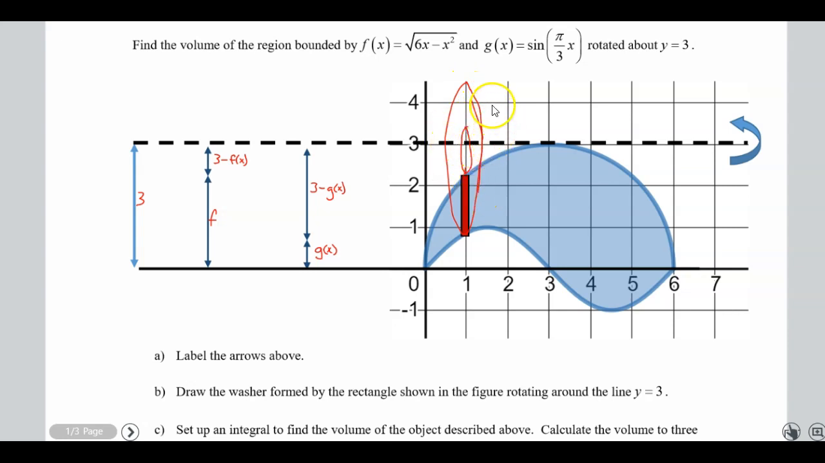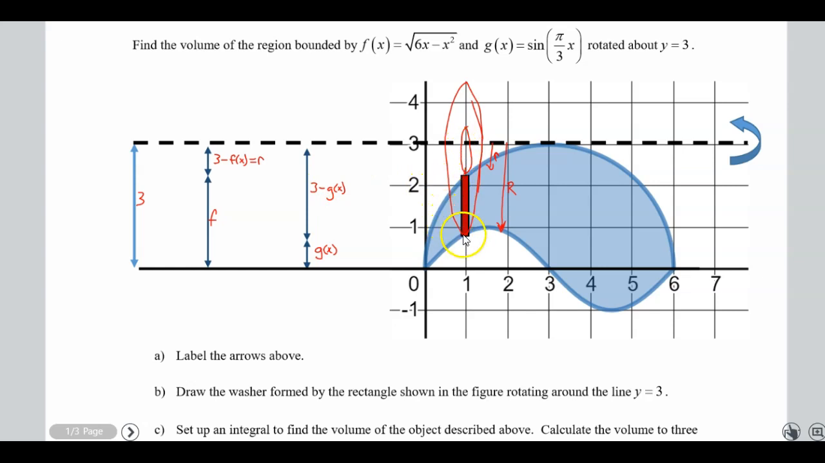So there's our washer. Coming down this way, this is going to be our little r to that inside piece, and then all the way down here, this is going to be my big R. So all the way, if you're going all the way to the rectangle right there. So this is big R, this is little r. And notice those are going to correspond with these pieces right here. So this 3 minus f(x), that's going to be our little r.